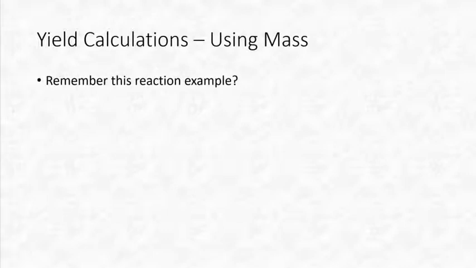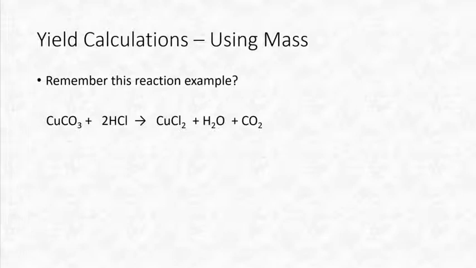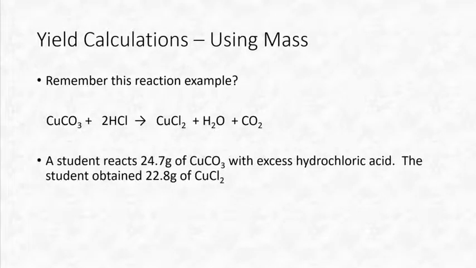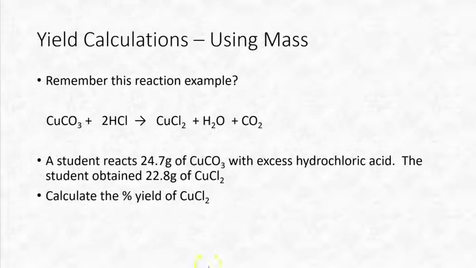Okay, let's look at some examples. So using mass. Do you remember this example? We talked about copper carbonate and hydrochloric acid reacting to give copper chloride, water and carbon dioxide. So in our question, a student reacts 24.7 grams of copper carbonate with excess hydrochloric acid, and the student obtains 22.8 grams of copper chloride. The question we need to do is calculate the percentage yield of copper chloride.